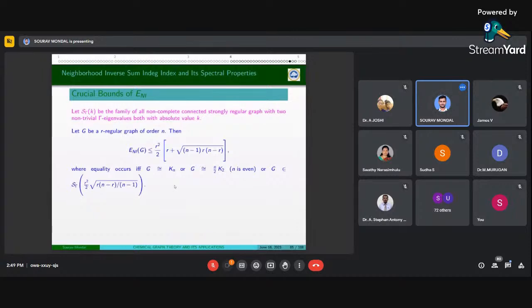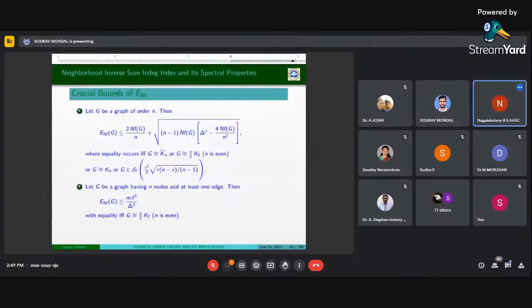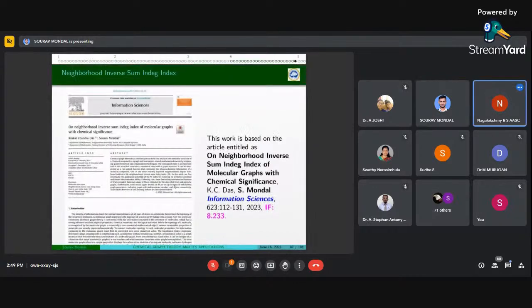These are some crucial upper and lower bounds of the NI energy with characterizing extremal graphs. This contribution was published in the Information Sciences journal.